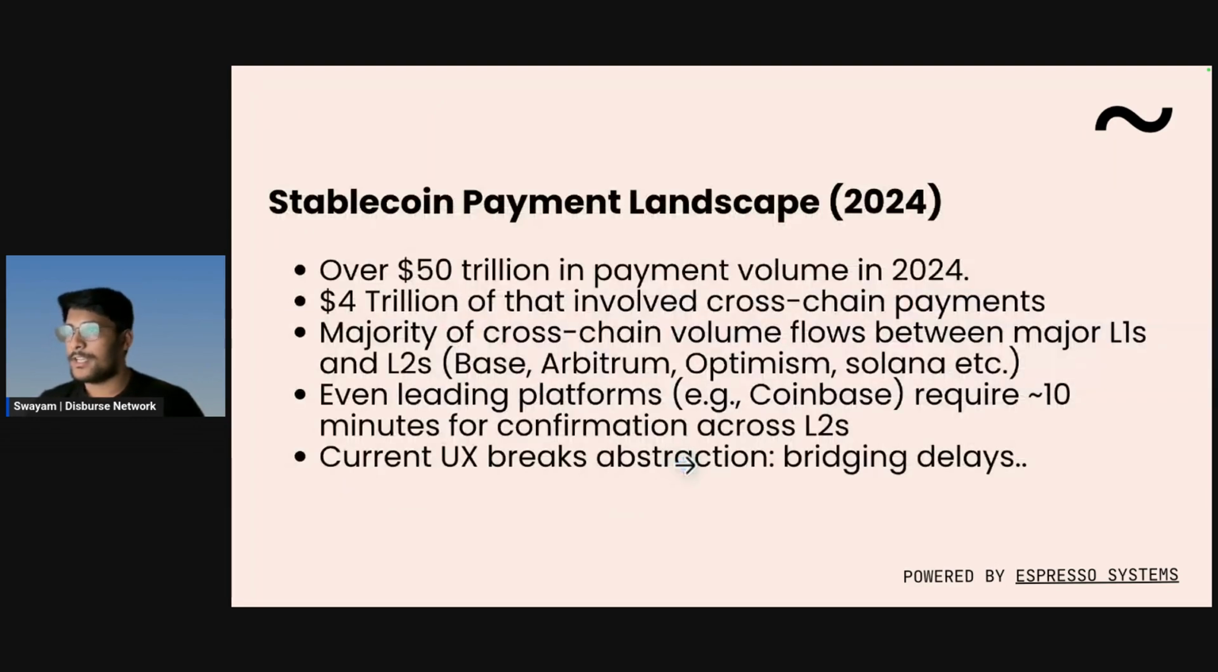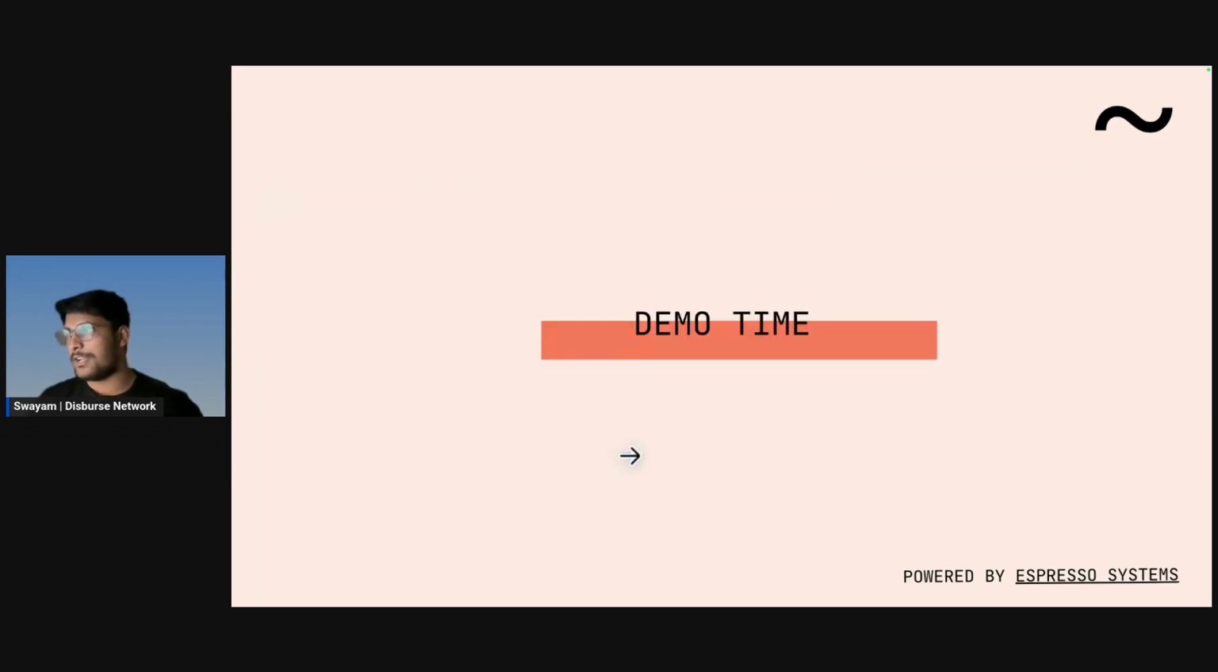So, the market size. Right now there was 50 trillion plus in payment volume in 2024. There are 4 trillion plus dollars in cross-chain payments, where merchants have to go through all these hurdles. Most of these payments are done via a majority of L2s, where institutions are getting onboarded via different partnerships. Even a leading platform like Coinbase sometimes requires more than 10 minutes of confirmation across some L2s for fast finality, and for Solana it takes more than 2 or 3 hours. So the current UX is still broken because of this abstraction and bridging delay. That's what we built, and that's what we solved.